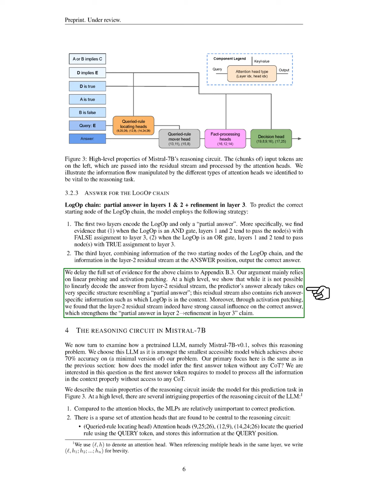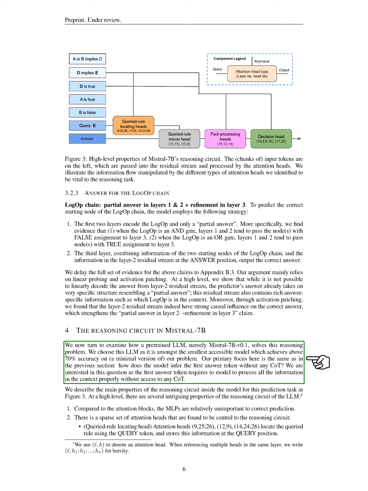Our argument relies on linear probing and activation patching, demonstrating that while we cannot linearly decode the answer from the layer 2 residual stream, the predictor's answer exhibits a specific structure resembling a partial answer. This residual stream also contains valuable answer-specific information, such as the context of the log-op. Additionally, through activation patching, we confirm that the layer 2 residual stream significantly influences the correct answer, reinforcing our claim of a partial answer in layer 2 leading to refinement in layer 3.